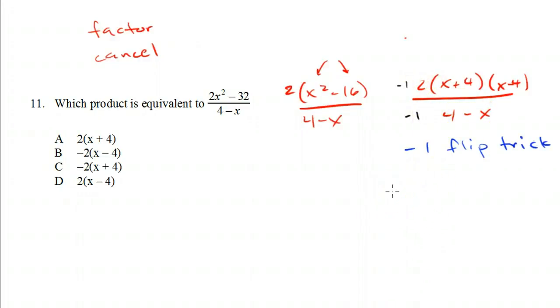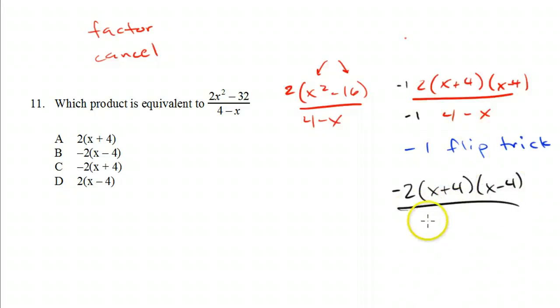So what I get here is on top I have a minus 2 now, because it's a negative, of x plus 4 and x minus 4. And when we take the opposite of the bottom, it gives me x minus 4. Not x plus 4, it's an x minus 4. And now they can cancel out, and what we are left with is just this right here, the minus 2 and the x plus 4, which is C.